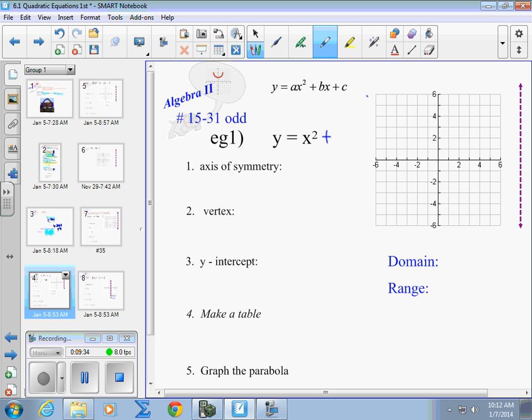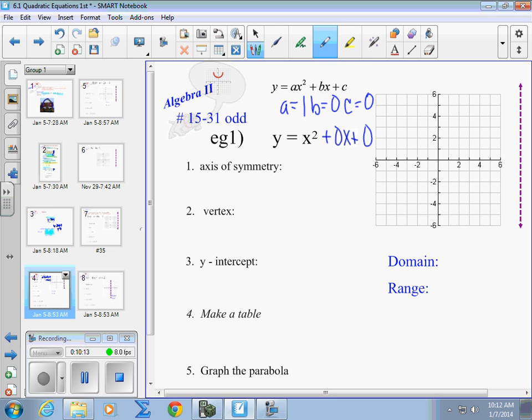This is in the form of y is equal to x squared plus 0x plus 0. What is a? A is equal to 1. B is equal to 0. And C is equal to 0. On tonight's homework, I expect you to find A, B, and C, and then to find all of these things that we have listed here.